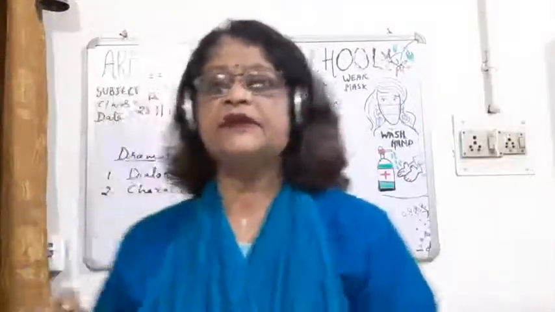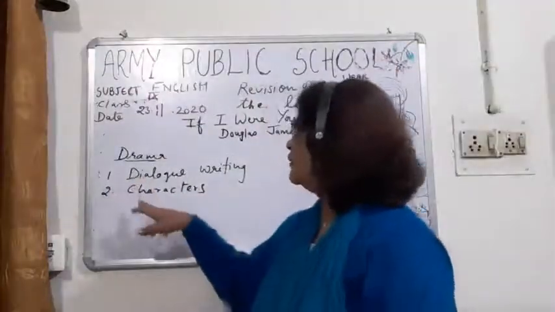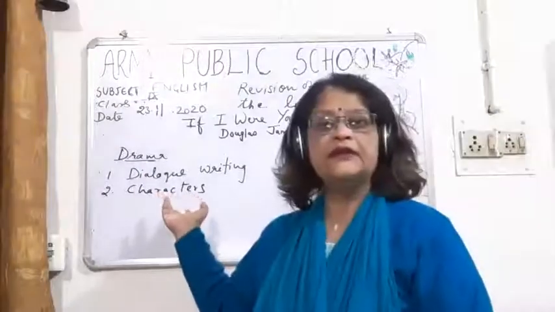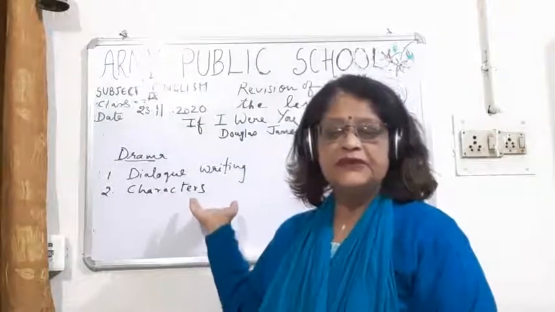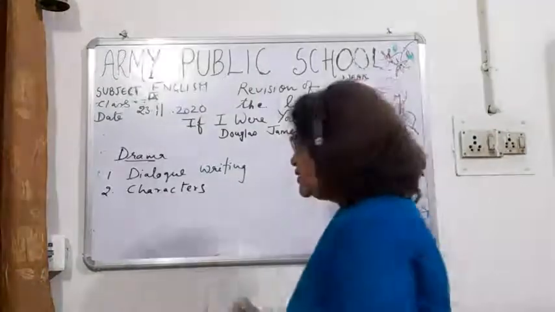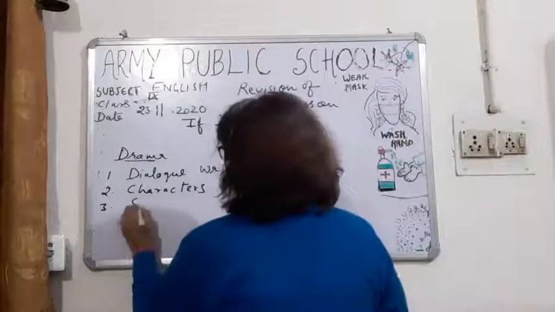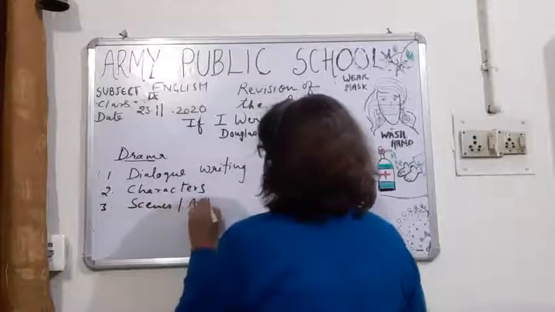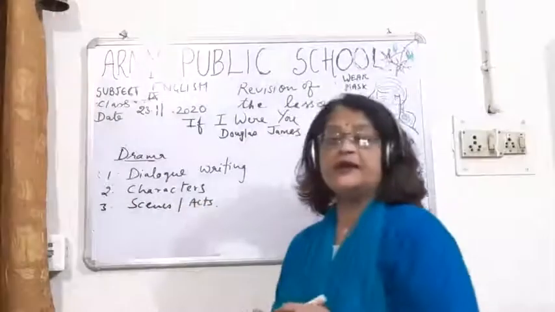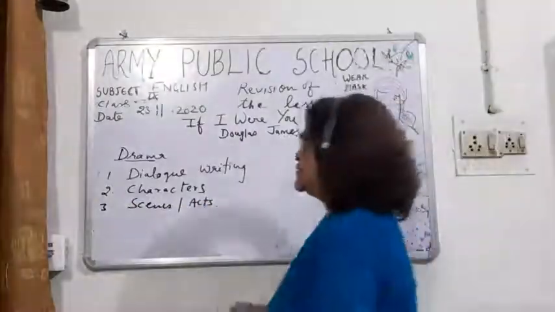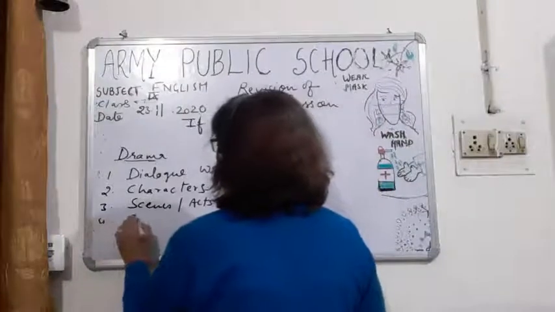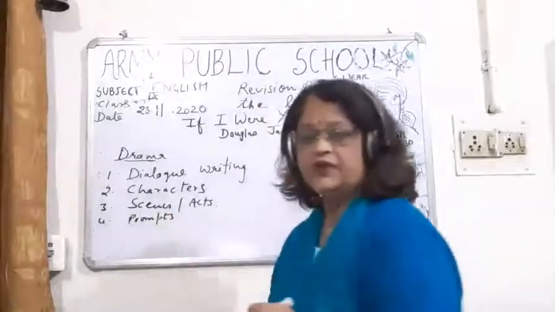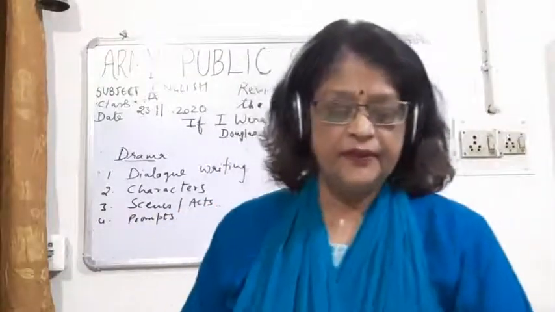So what is the second characteristic of a drama? It has characters. What is the meaning of character? Here character means a person who is present in the drama. Then children, it has scenes or acts. That means a drama has scenes and acts, and then it has props. So these are the 4 important characteristics of a drama.